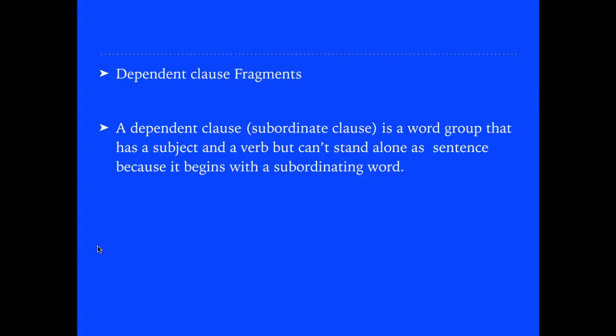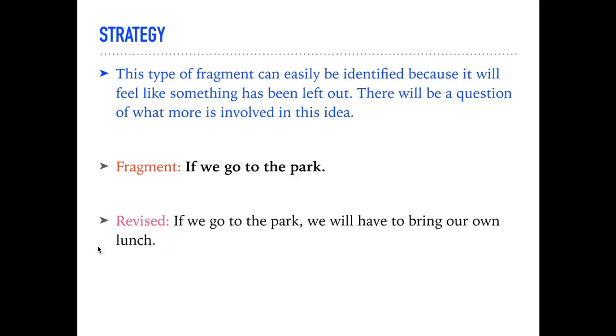Another type of fragment is called dependent clause fragments. A dependent clause, a subordinate clause, is a word group that has a subject and a verb but can't stand alone as a sentence because it begins with a subordinating word. So this type of fragment can easily be identified because it will feel like something has been left out. There will be a question of what more is involved in this idea.